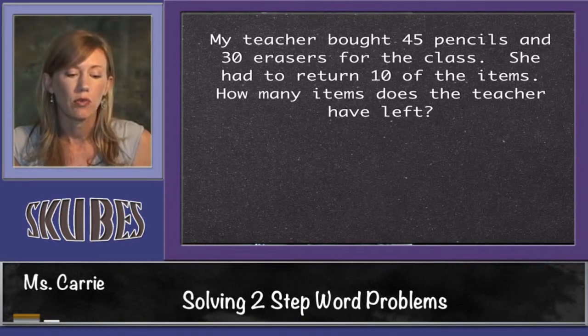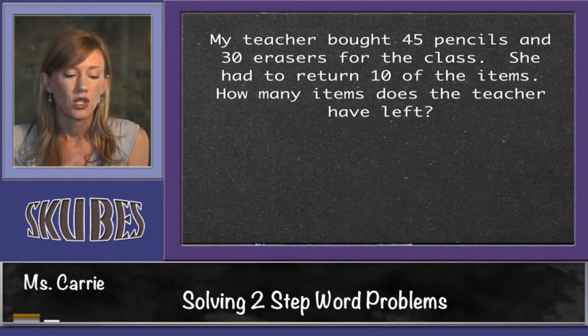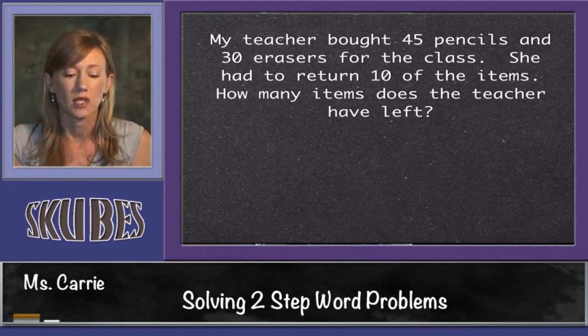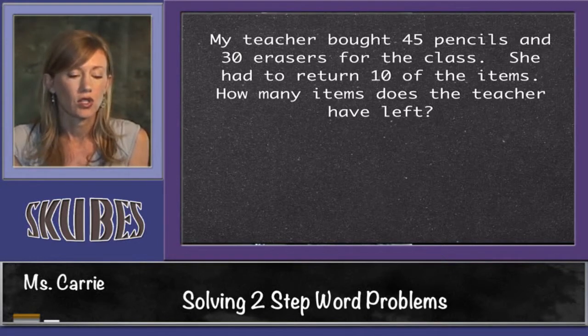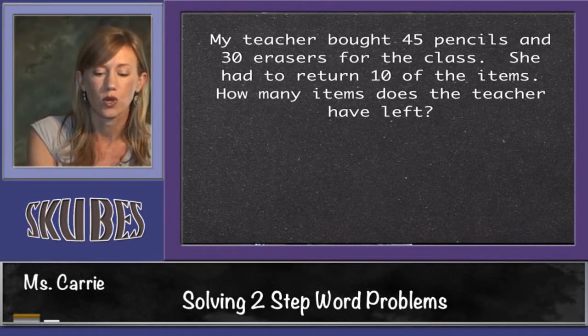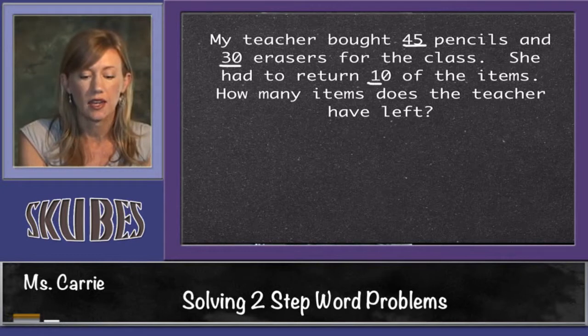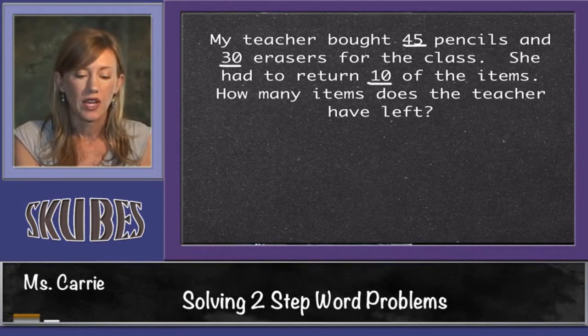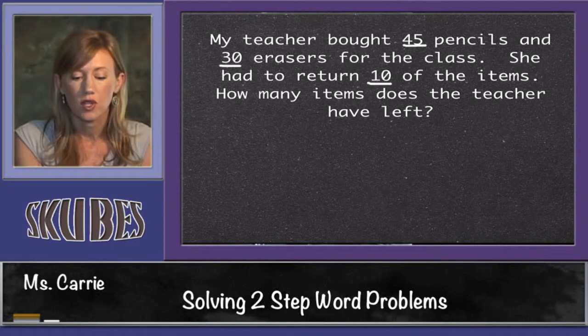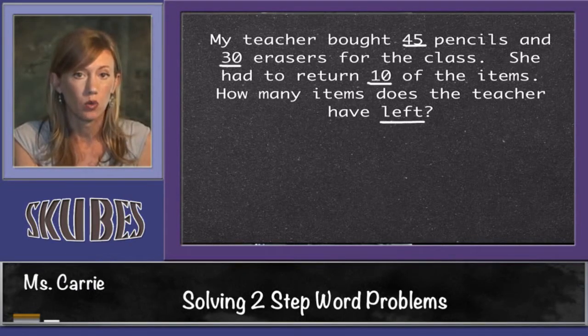It says, my teacher bought 45 pencils and 30 erasers for the class. She had to return 10 of the items. How many items does the teacher have left? Well, let's look at the important information in the problem first. It says my teacher bought 45 pencils and 30 erasers. She had to return 10 of the items. How many items does the teacher have left? So we know our last step will be subtracting because we see that keyword left.